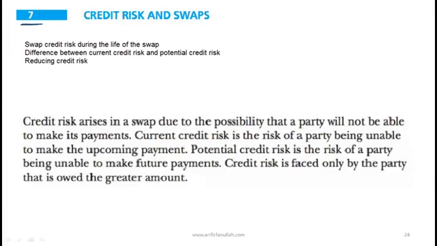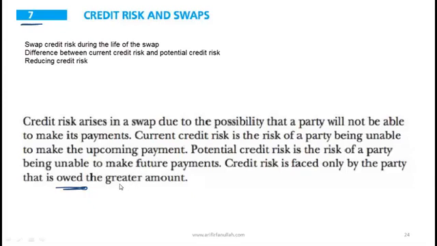The first point is the difference between current credit risk and potential credit risk. This is from the summary now. Credit risk arises in a swap due to the possibility that a party will not be able to make its payments. Current credit risk is the risk of a party being unable to make the upcoming payment. Potential credit risk is the risk of a party being unable to make future payments. Credit risk is faced only by the party that is owed the greater amount. Fairly simple. Just read this a few times, there is no rocket science over here.